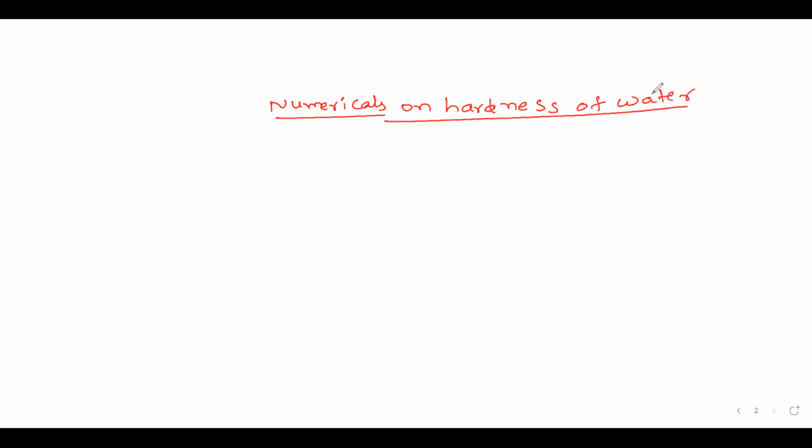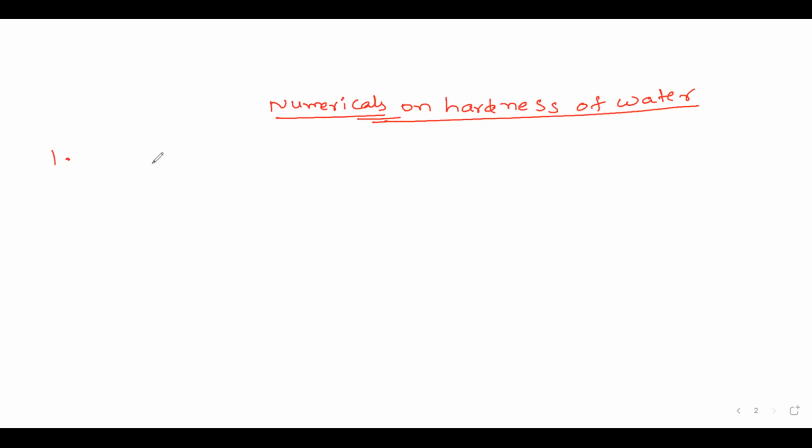Numericals on hardness of water. So basically, what is hardness of water? It is nothing but the mass of calcium carbonate present in 10 to the power of 6 parts of water. So on hardness of water, very, very important. You'll get these numericals in JEE Mains and JEE Advanced. So how to calculate hardness of water in a given sample of water? Let us see now.